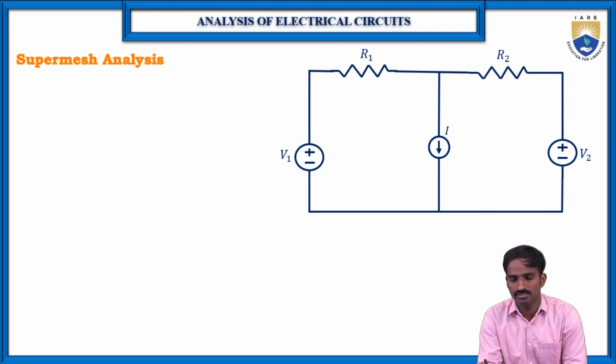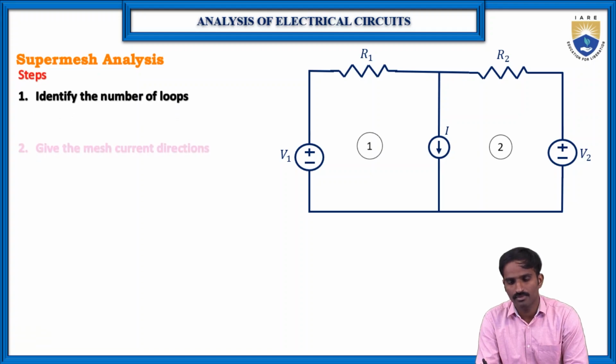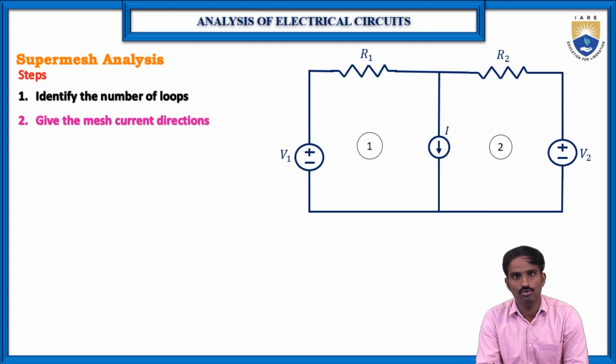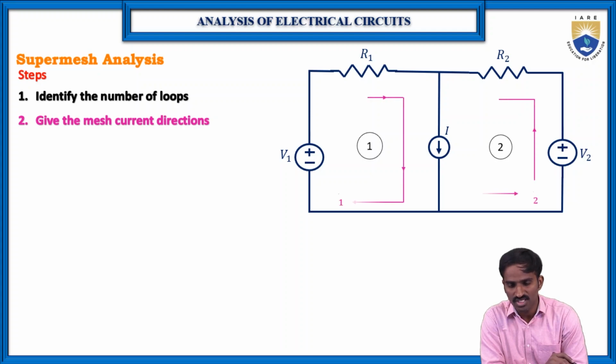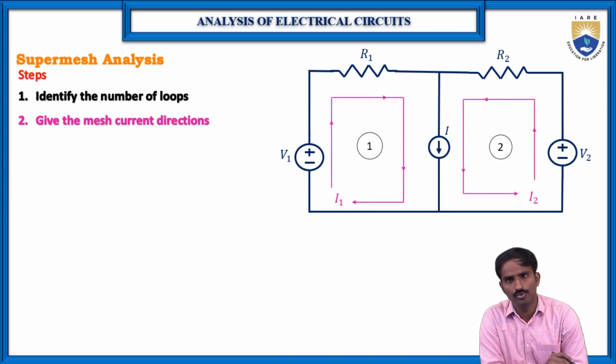because here also, as you can see, there are two loops, loop 1 and loop 2, and in between the adjacent loops, loop 1 and loop 2, there is a current source. Which means here we cannot apply a simple mesh analysis. So we need to apply a super mesh analysis. So how can we apply the super mesh analysis? Here we will see.